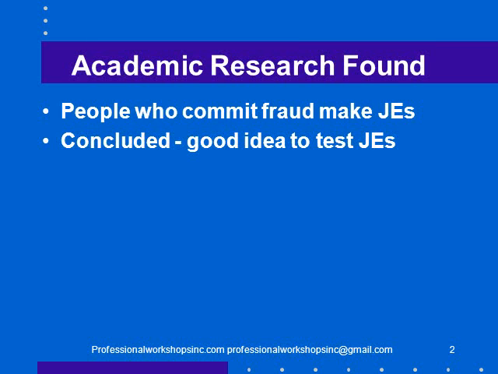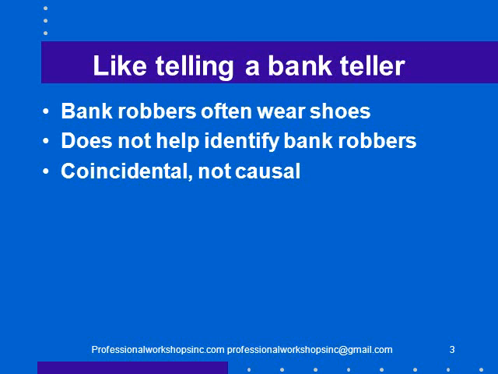Now, this section is based on academic research that found that people who commit fraud also make journal entries. And the conclusion was it would therefore be a good idea to test journal entries to find fraud. Now, this is a little bit like doing research and finding out that bank robbers often wear shoes, and then using that research to tell bank tellers that if they want to identify bank robbers from among people walking in the bank, the way they should do that is see whether or not they're wearing shoes. And of course, that doesn't help identify bank robbers.